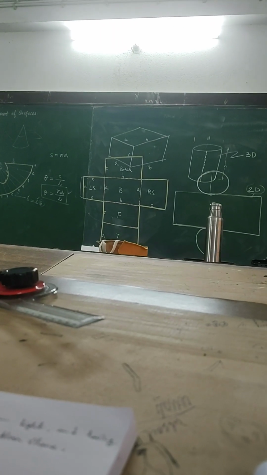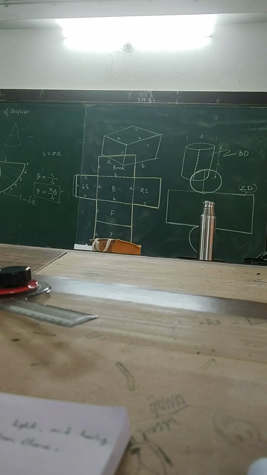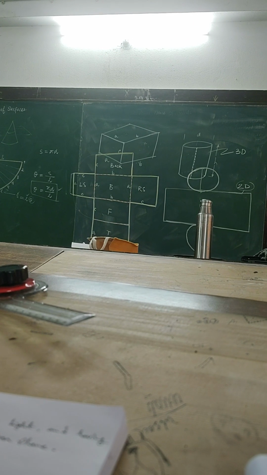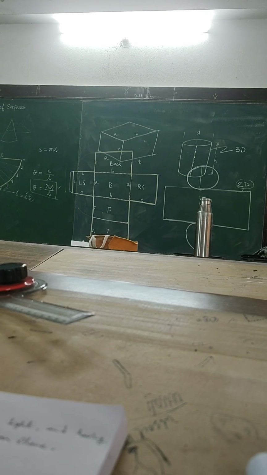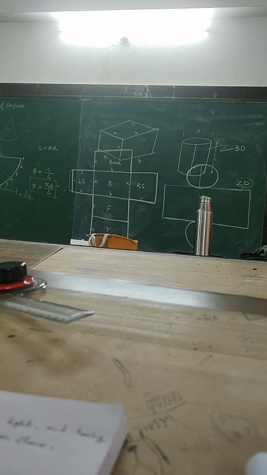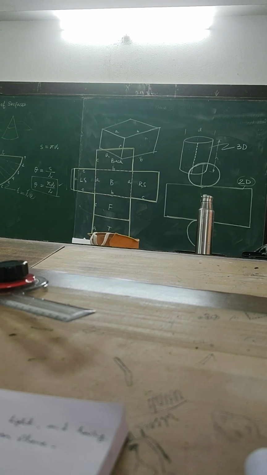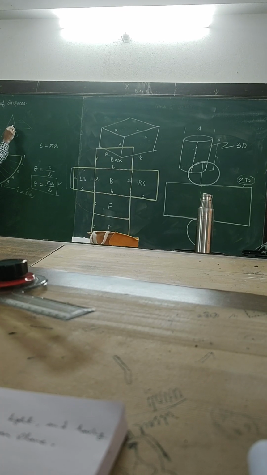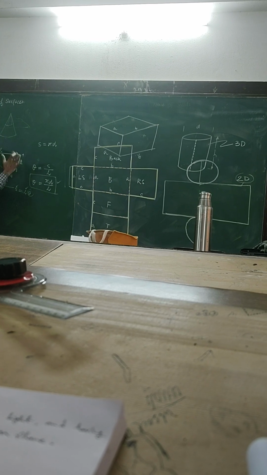So what will be the developed surface? Can you answer? What is the difference? Which one is easier? This one? Because for different angular positions these lengths are different, but for different angular positions these lengths are same, both this as well as this. So if I simply know the height, then I can draw it easily.